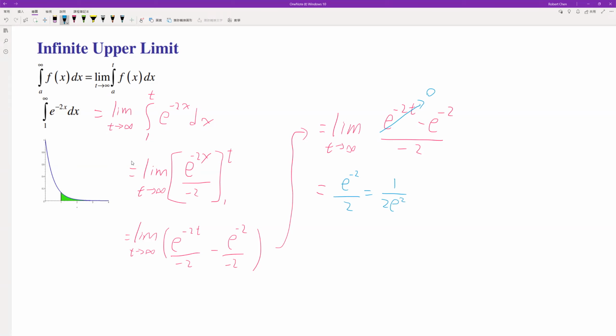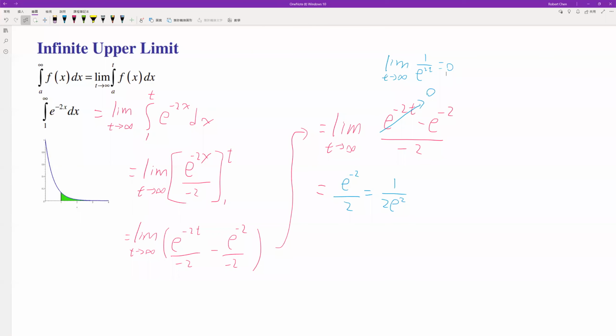Okay, and there we have it. That's after the limit, so that whole thing is your final answer. And the term going to 0 is because the limit, as t approaches infinity, of 1 over e to the 2t is 0.